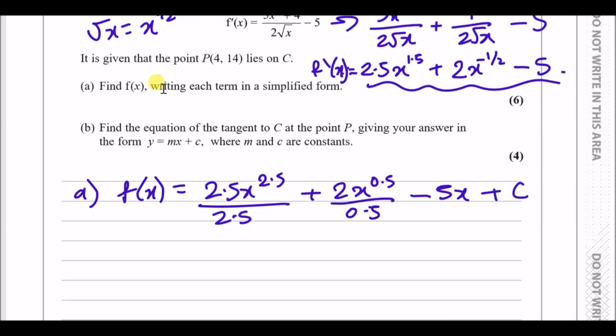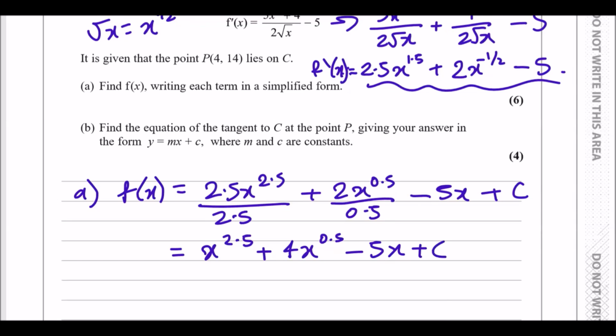Now, find f(x) writing each term in simplified form. So let's go ahead and simplify what we got. So 2.5 over 2.5 cancels out. You're left with x to the power of 2.5 plus 2 over 0.5 is 4. If you're not sure sometimes, just put it in the calculator, 2 divided by 0.5. And then x to the power 0.5 minus 5x plus c. Alright, so far so good.